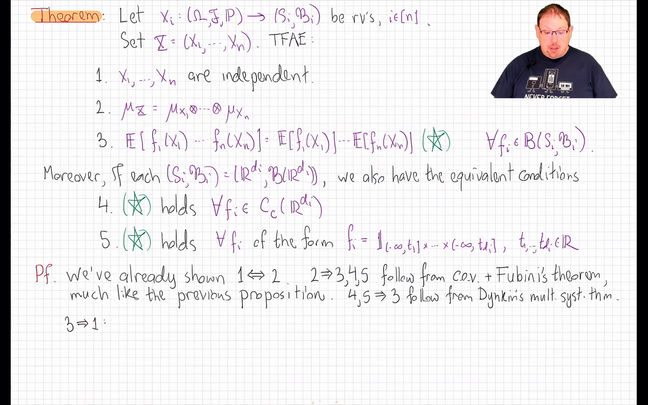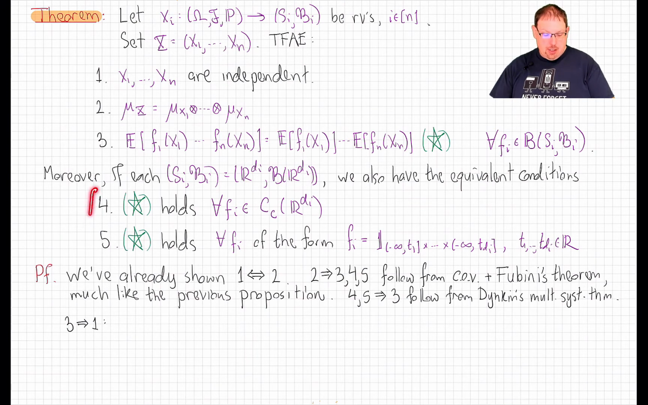We've actually already largely proved this theorem. So the equivalence of 1 and 2 was 2 slides ago. The fact that 2 implies 3 in the general case, and 4 and 5 in the special case of having the topology to define what these things mean, follows exactly like the proof on the previous slide by doing the change of variables formula on both sides, and then using Fubini's theorem to factor the integral as a product, as it will be, because the joint law is a product measure.